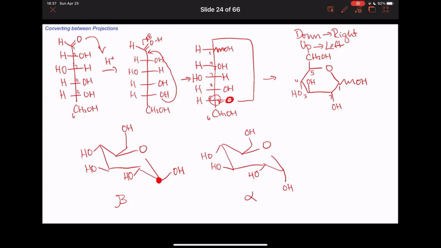In the alpha chair conformation, is that OH on carbon number 1 axial or equatorial? For your alpha, this one is axial. I just remember it because they're both A's. And then your beta is equatorial.